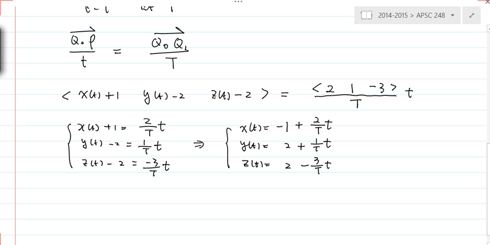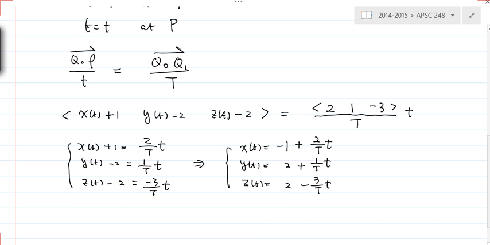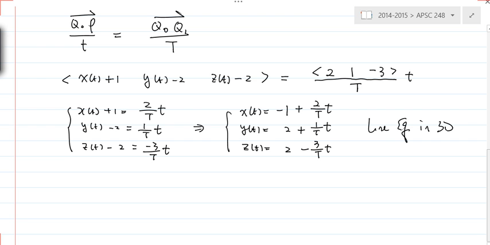So basically, if you plug in a value of small t here, what do we get? We get a set of coordinates here, right? A point. And that point is guaranteed to be on the line connected by Q0 and Q1. Was that good? So this is basically a line equation in 3D. We're using the kind of physics here to derive this line equation.